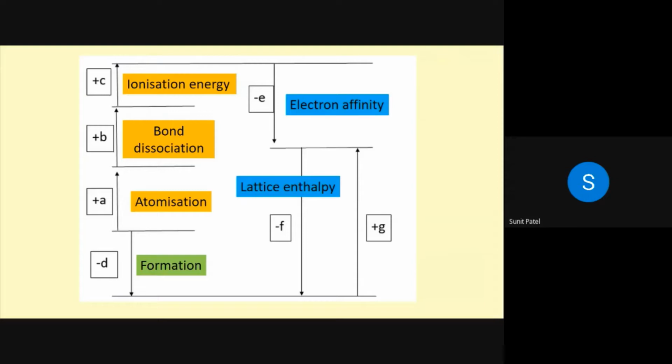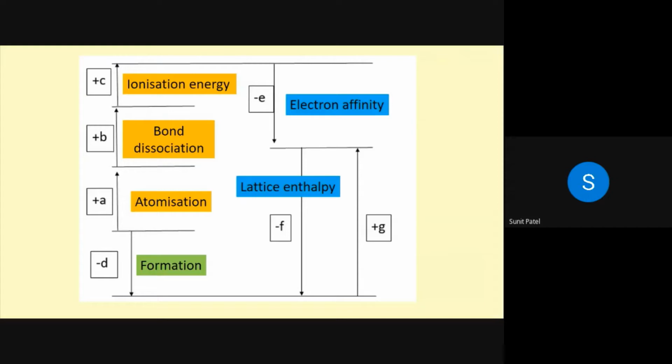But before I go on to that, let's have a look at what's going on. If you've noticed, A, B, C are all positive values. E is a negative value, F is a negative value, and D is a negative value. I'll come to G later. Right, so if we think about what this is, these are positive values and negative values.